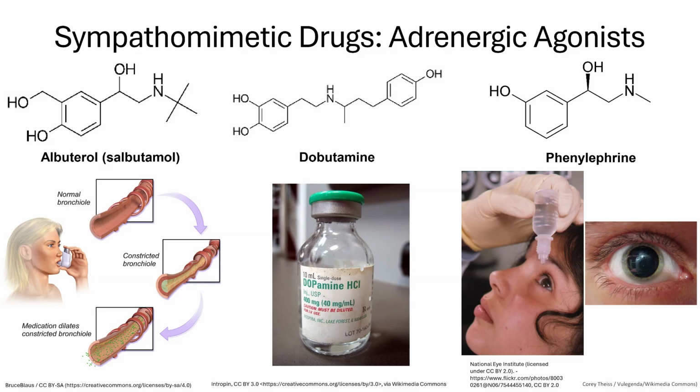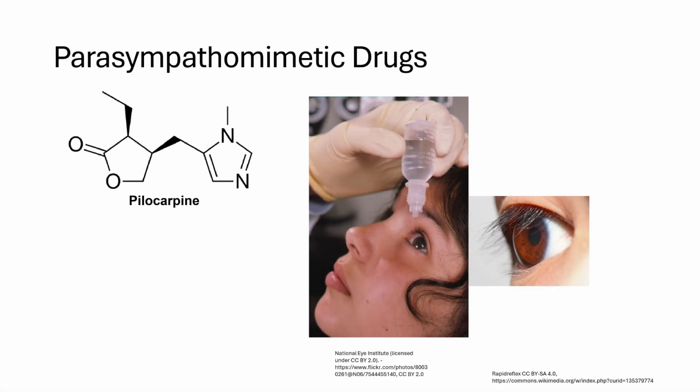Phenylephrine is commonly administered by ophthalmologists in the form of eye drops that function to dilate the pupils before examination of the retina and other internal structures of the eye. Parasympathomimetic drugs are muscarinic agonists that stimulate parasympathetic effects. Pilocarpine is an example used clinically to constrict pupils, reversing the effects of phenylephrine.